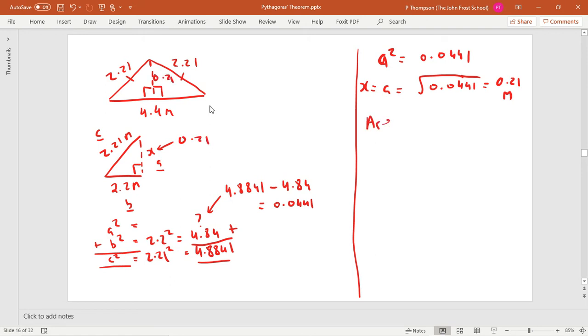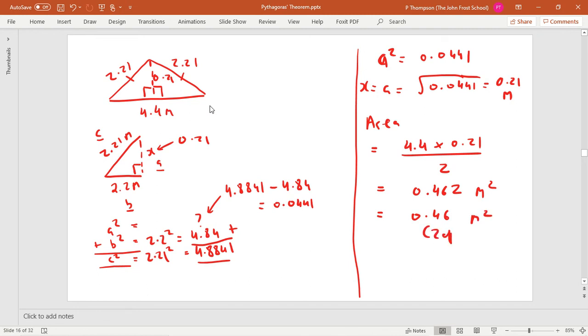So remember the area now of the whole triangle is the base, which is 4.4, times the vertical height divided by 2. So 4.4 times 0.21 gives you that there, and then divided by 2. I'll do it all in one line with my fraction button. You get 0.462. Remember, it's an area, so it's going to be meters squared. If you want, you can go to 2dp, 0.46 meters squared to 2dp. But if it's a nice decimal like this, I don't mind leaving it like this.